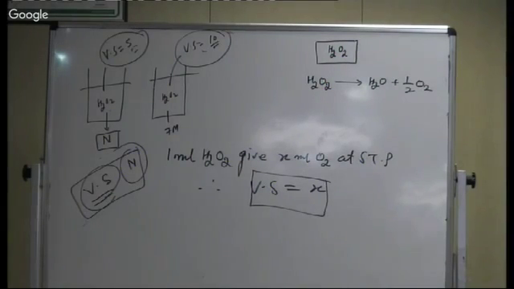First, you have to understand the definition of volume strength. 1 ml of H2O2 produces how many ml of oxygen at STP? That is known as volume strength.